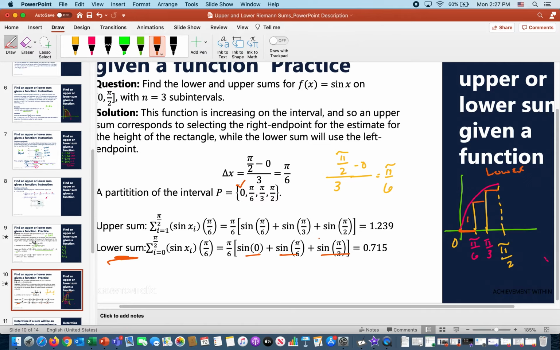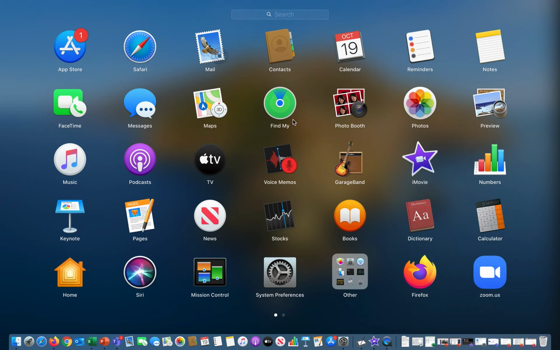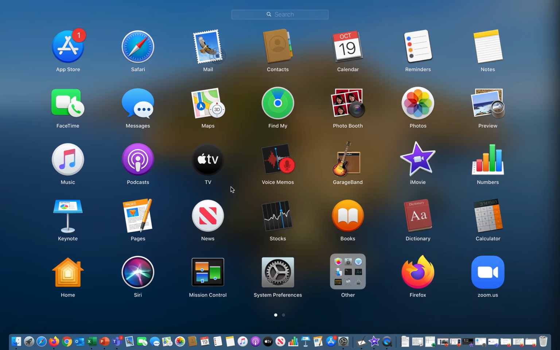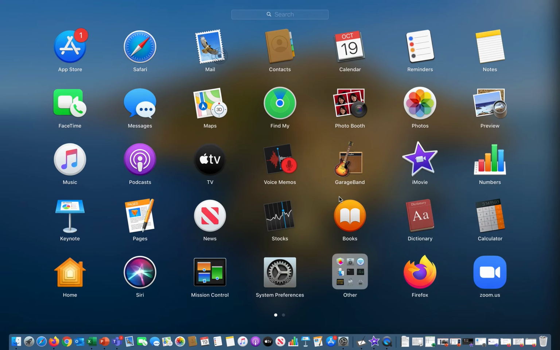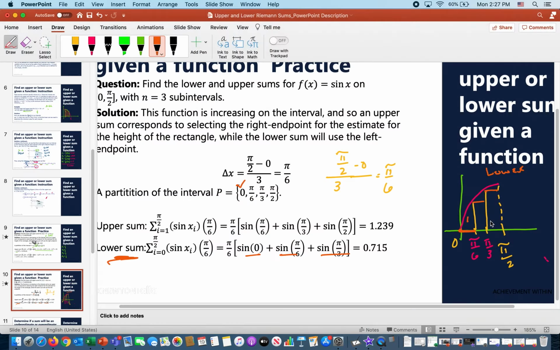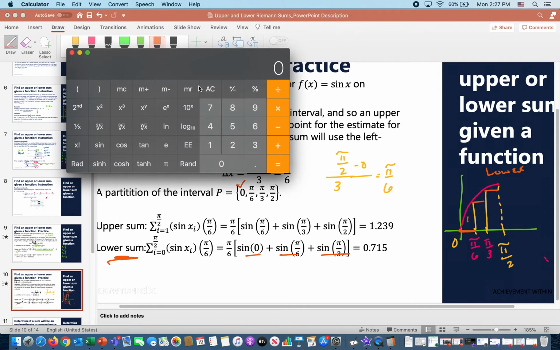To do the sine of pi over 6, let me pull up the calculator here on my computer so that you can see how I'm doing this. There it is, I couldn't find my calculator. So I'm going to do the sine of pi over 6. I need to be in radians. I'm going to do pi divided by 6 and take the sine of that. So it's 0.5.